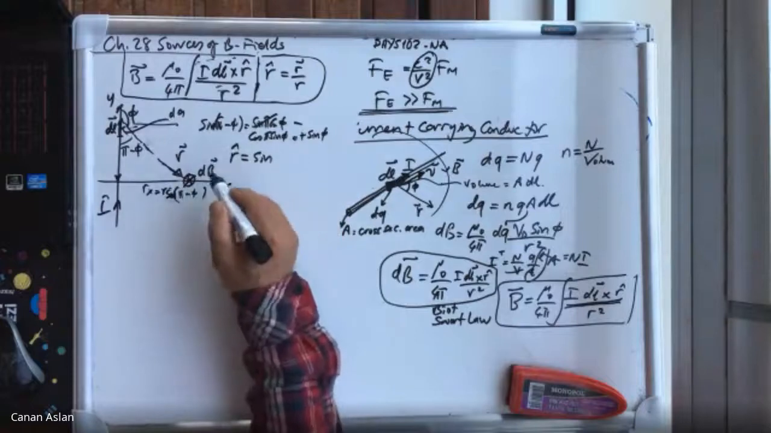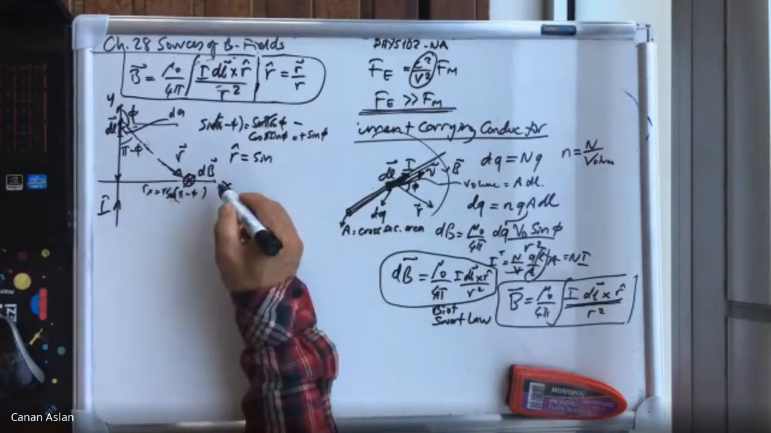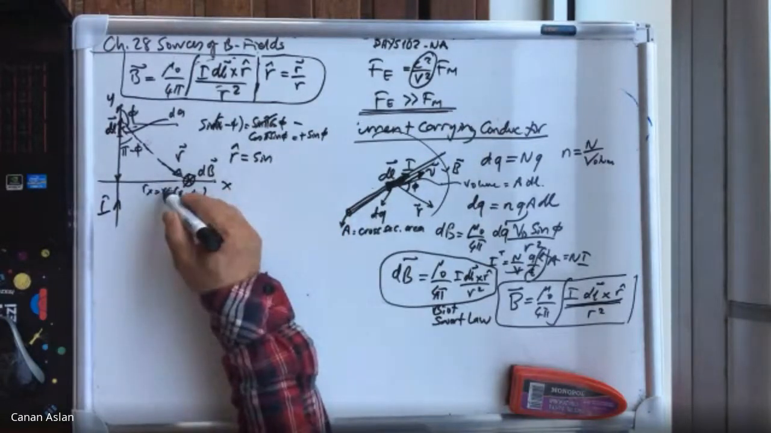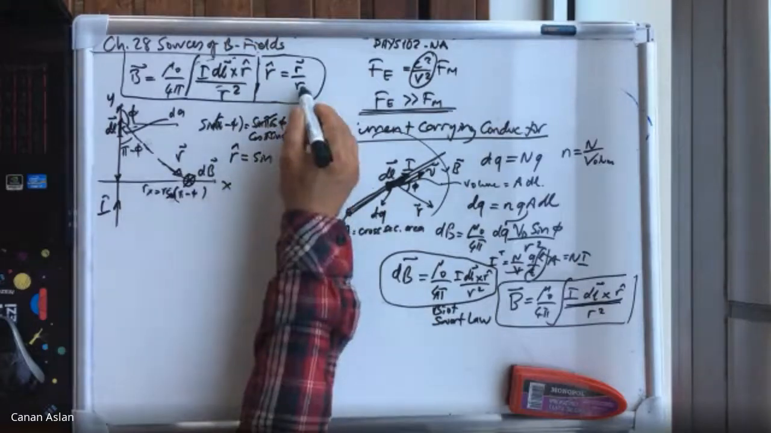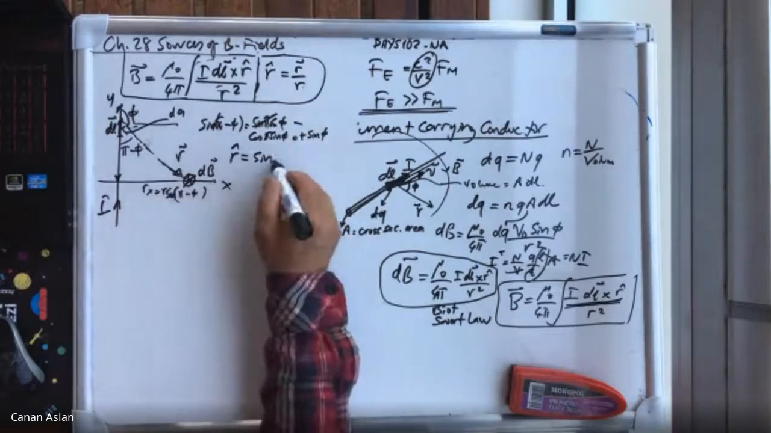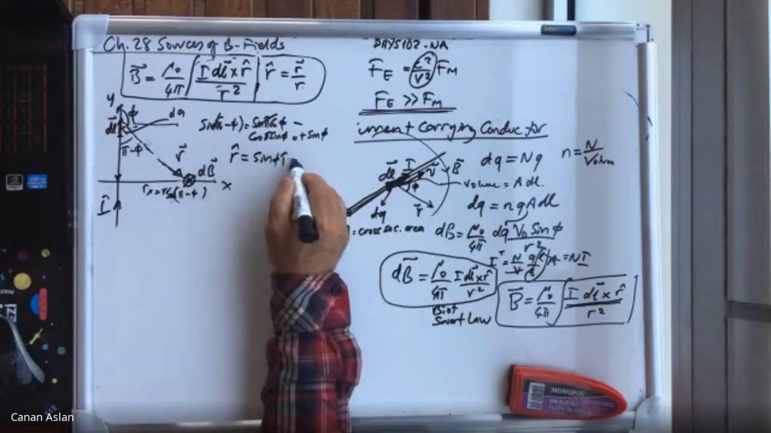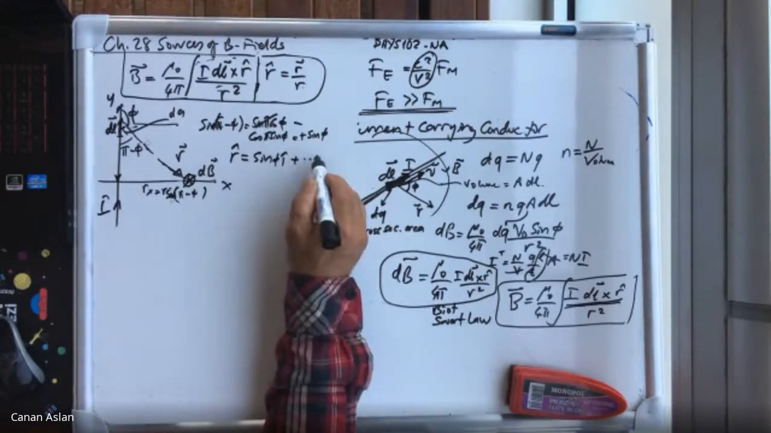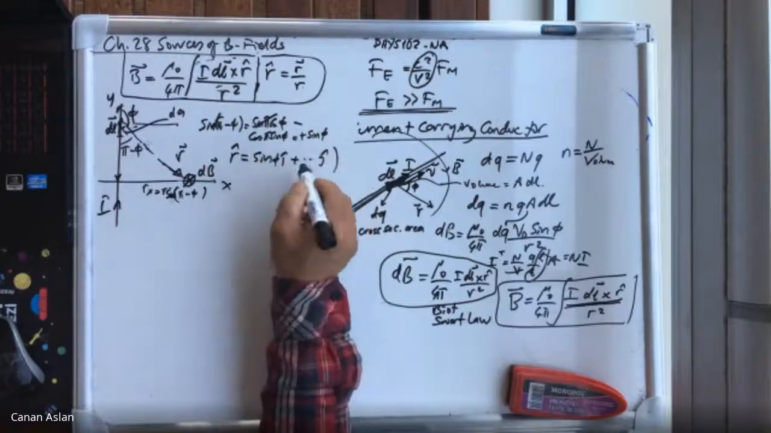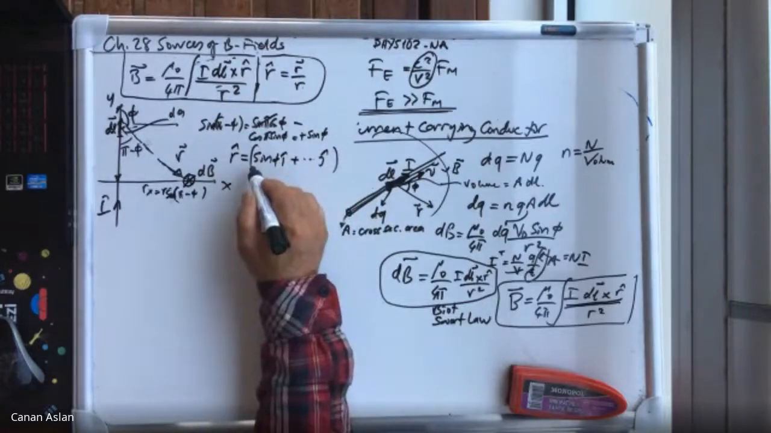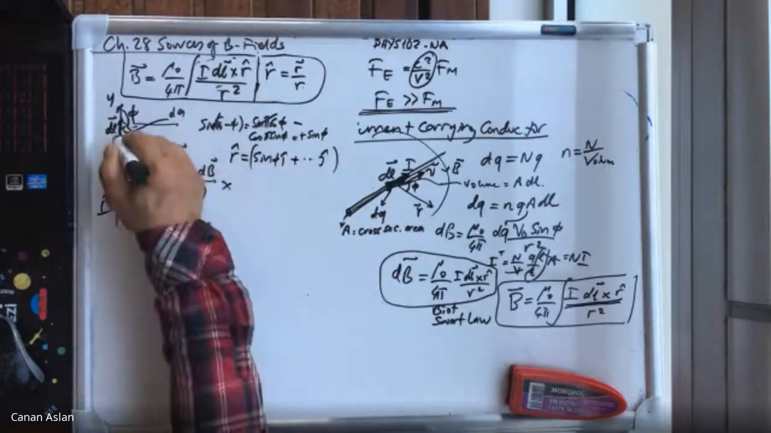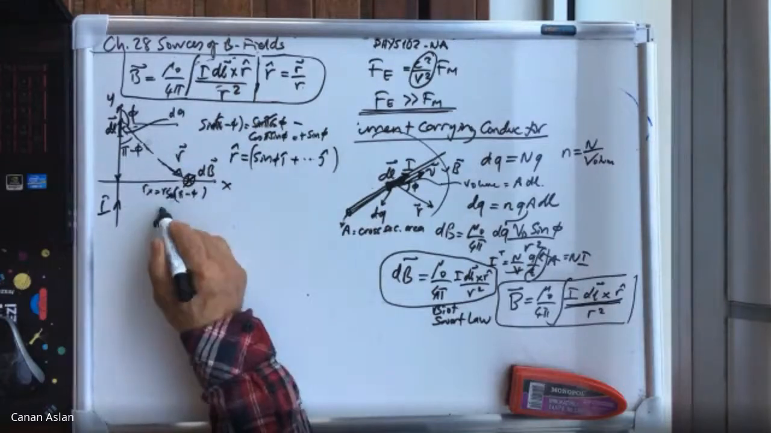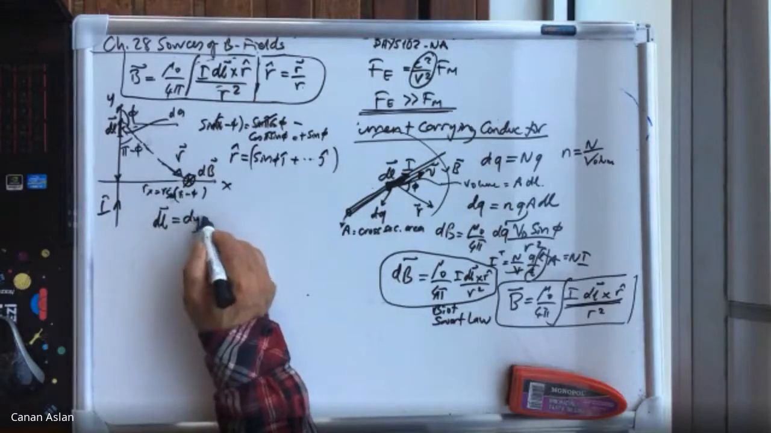And since Rx is r sine phi, the unit vector will not include this r, because everything will be divided by r and the r's will cancel. And then we will just simply have sine phi i plus something j. I don't need to calculate this, and you will see the reason why. Because dl vector is just nothing but dy j unit vector.